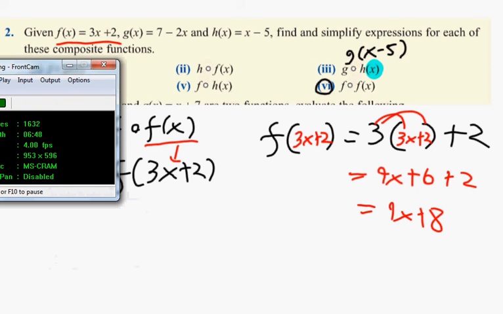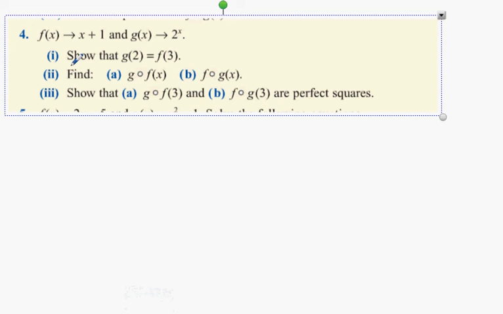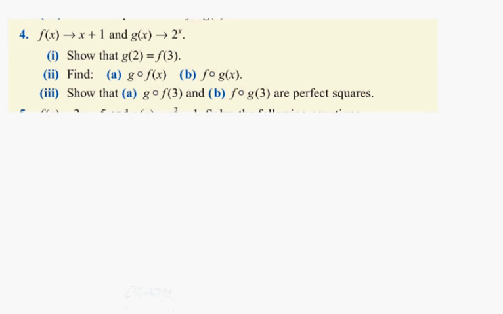Okay, guys. And 4 as an example, okay? Show that G2 equals F3. Now this is what you're talking about. When the input for G is 2, the answer to that, which is the output, equals the answer for when you replace x with 3 for the f function.